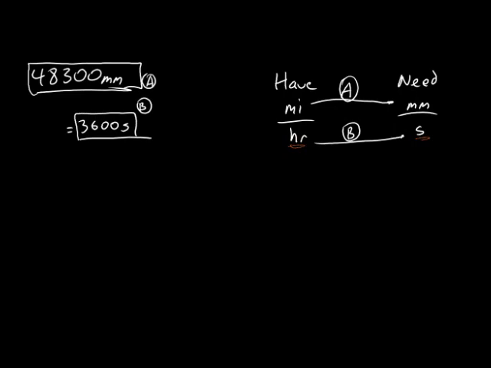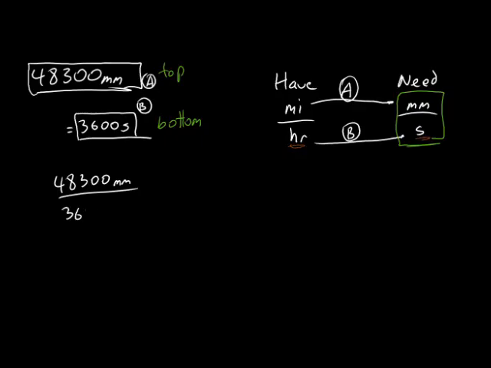Here I've placed my answers to part A and B that we worked on the first page. I'm also reminding us that our end goal is that we need millimeters over seconds. So we're going to write a fraction that has millimeters on the top and seconds on the bottom. I'm going to put my number of millimeters on the top of a fraction, 48,300, and then we're going to divide by our seconds, which were 3,600. When I divide these, I'll get an answer in millimeters per second.